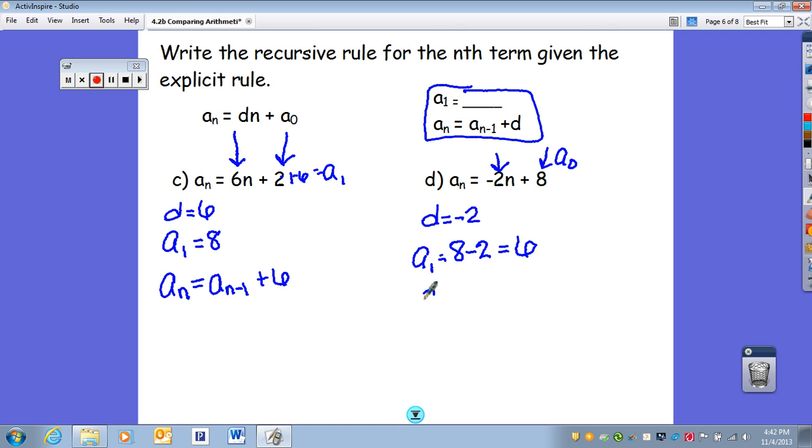So to write my rule, I have a sub 1 is equal to 6, and then I have my a sub n, and that's equal to my previous term, a sub n minus 1, plus the difference, and my difference is -2, so that will be finishing my formula.